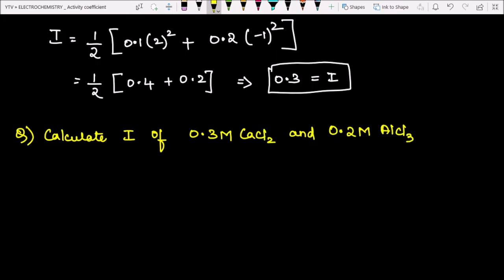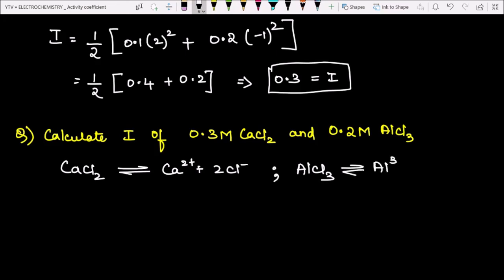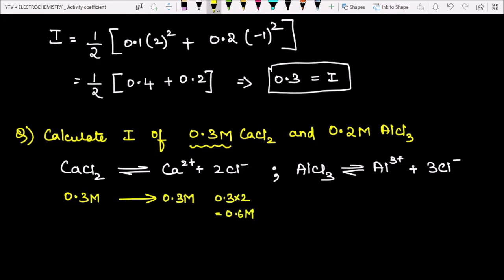The same thing we will do. How will we do it? We have calcium chloride. First split it. We will split it as Ca2+ and 2Cl minus. Similarly, AlCl3 we will split as Al3+ and 3Cl minus. Now find out. The total concentration of the salt is 0.3 molar. So this is going to be 0.3 molar, and this is going to be 0.3 into 2, which is equal to 0.6 molar. Here it is 0.3 into 1, which is 0.3 molar.